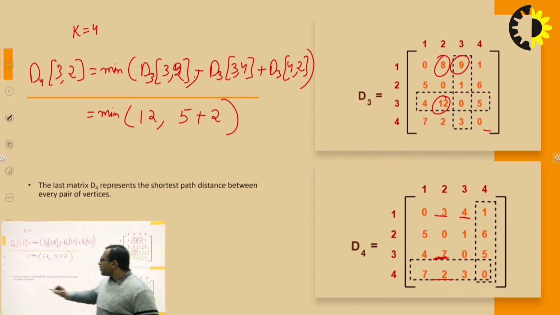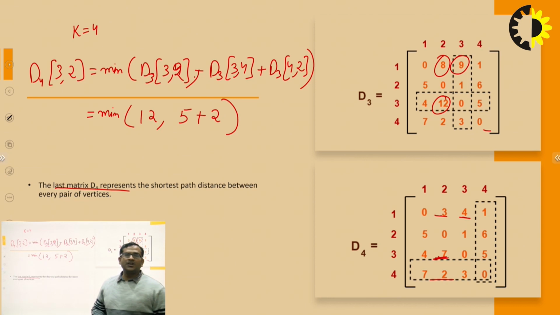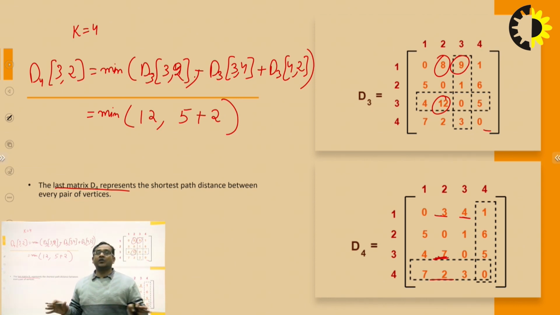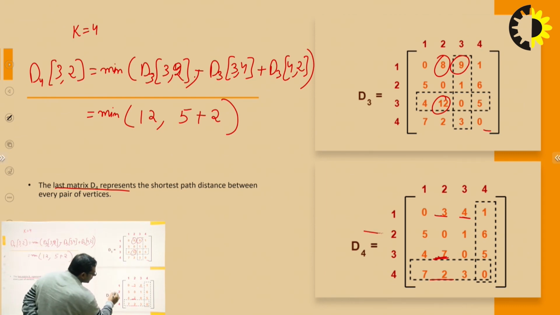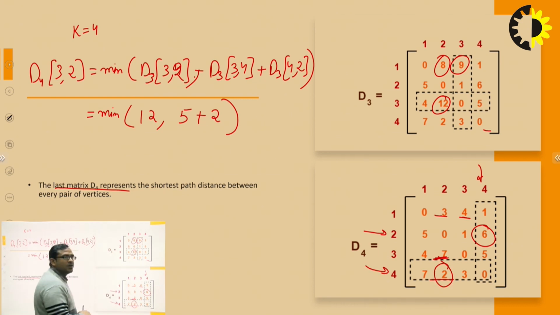Okay. So the last matrix D4 represents the shortest path between every pair of vertices. What exactly that means is, suppose I just want to know the shortest distance between 2 to 4. So that is 6 here. I want to know the shortest distance between 4 to 2. 4 to 2 is 2 only. Got the point? So this is the way you can get the answer and find all the shortest pair paths between the vertices.